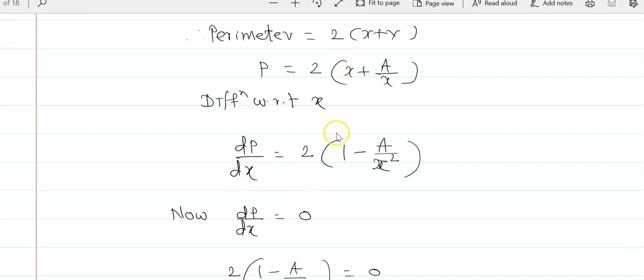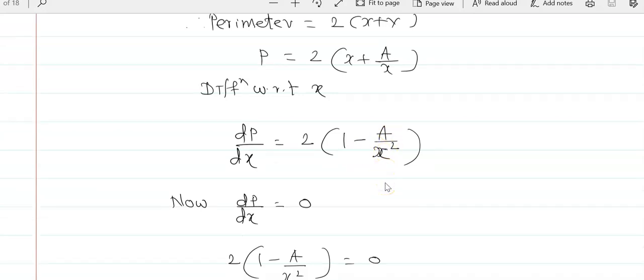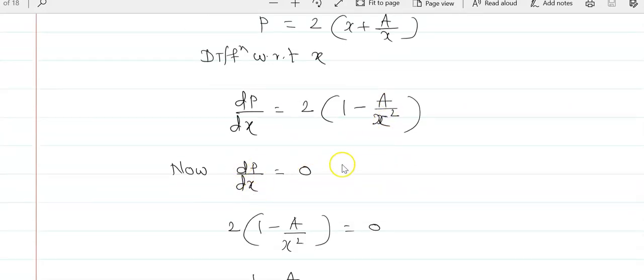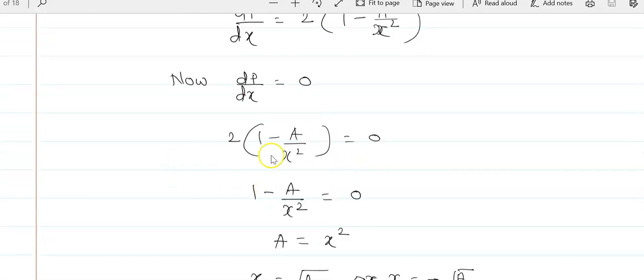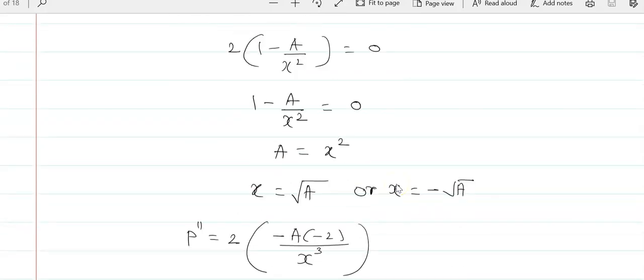That is equal to 2, derivative of x is 1, and derivative of a upon x is minus a upon x square. Now, equate dp upon dx equal to 0. That is 2 in bracket 1 minus a upon x square equals 0. Therefore, 1 minus a upon x square equals 0. Therefore, a is equal to x square.